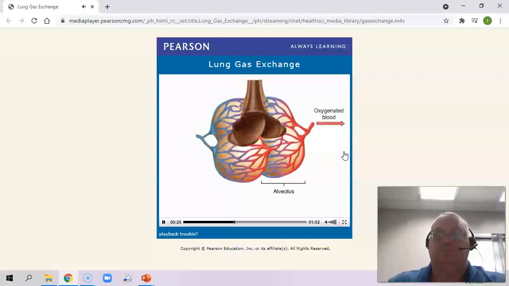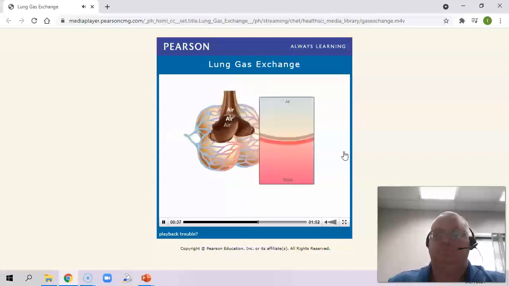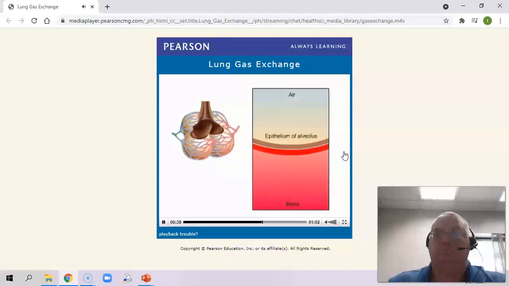The blood is now oxygenated as it leaves the surrounding capillaries. The alveolus functions as an interface between air and blood. That interface consists of a layer of epithelial cells, some extracellular fluid, and the wall of a capillary. The capillary wall is so thin that oxygen and carbon dioxide readily cross it.